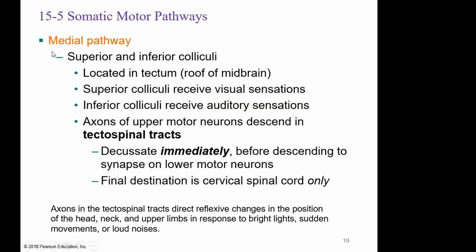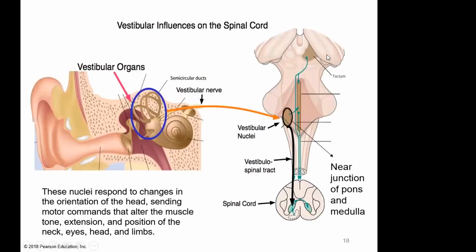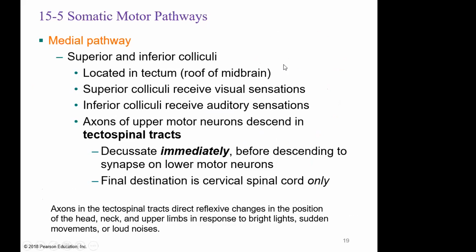All right, for our medial pathway carrying on, superior and inferior colliculi that I just showed you guys are located in the tectum, which is the roof of the midbrain. So there was a picture of it here. Here's the tectum. The superior colliculi, remember we said they receive visual sensations. If something is all of a sudden going to explode over here out the window and there's a lot of bright lights, you're going to be able to see that in your peripheral vision, and immediately it's going to cause reflexively your head to turn and see what's going on.